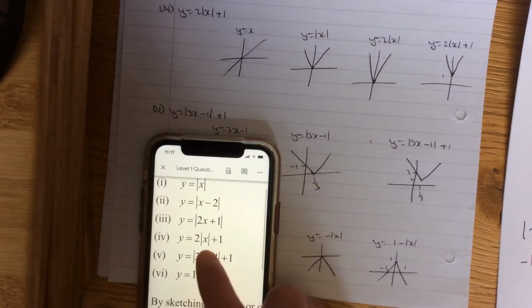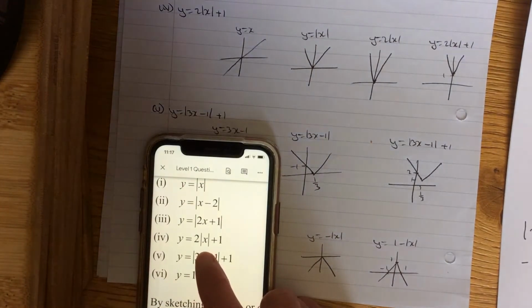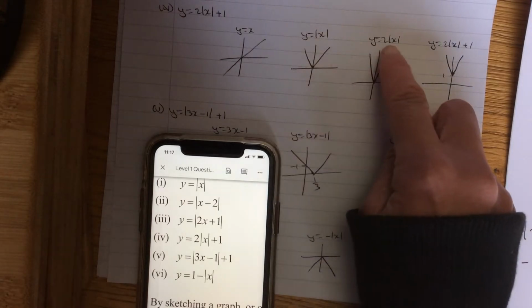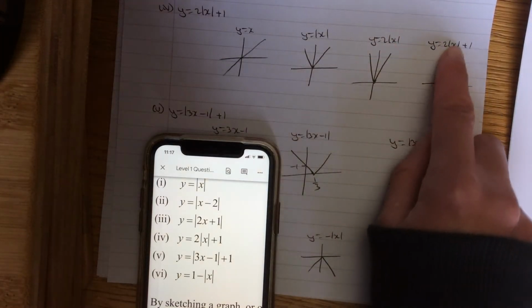The next one is a transformation one. So we start off with y equals x. Modulus x, flip it up. Times it by 2, make it steeper, and then lift it up 1.